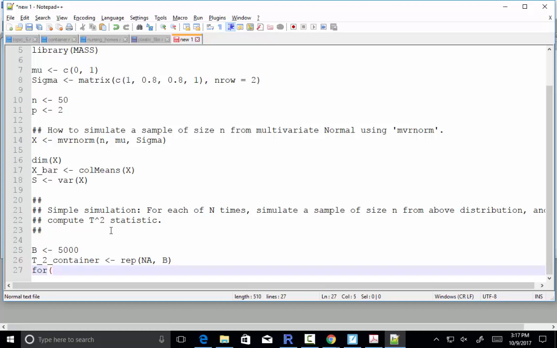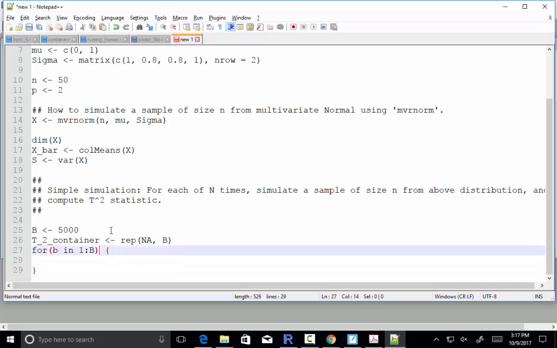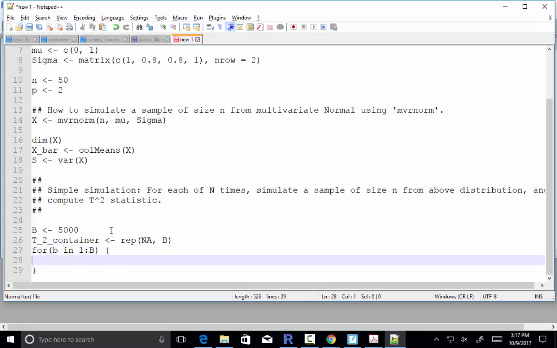Then here's the basic for loop. I'm going to do for a letter or a name I'm going to use to index each iteration. I'm going to use b. You could use i. You can use anything you want. For b in, here are the values I'm going to range over, 1 to capital B. That means I'm going to repeat what follows capital B times. Open curly bracket. Be sure to close the curly bracket down below. And inside here is simulate a data set and compute t-squared.